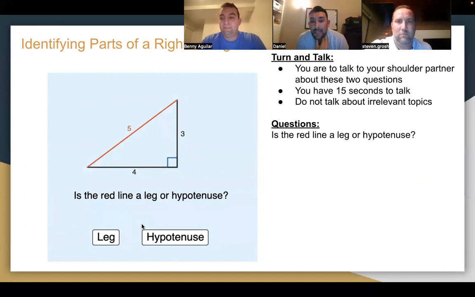Well, going off what you said, Steven, it being across from the right angle, I'm going to say the red line's the hypotenuse. Right, perfect. Yeah, agreed. I think another way we can look at that too is we could do a squared, which would be 3 squared to 9, 4 squared to 16. Add those two to 25, which is the same as 5 squared, 5 times 5, which is also 25. So that gives us another route to prove the theory. Correct. So that should be hypotenuse.